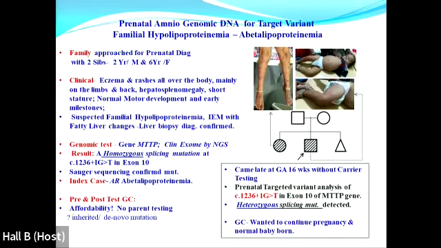Okay, this is a child. This is the family which I had shown earlier. If you see there, the consanguineous marriage was there. And this is abetalipoproteinemia. We found the mutation by clinical exome, because of the very accurate clinical diagnosis.